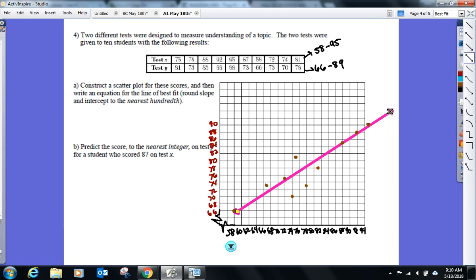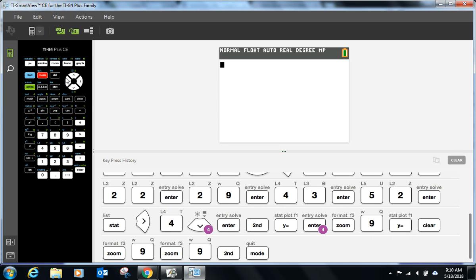Guess where these numbers are going to go right now so I can get this equation into your list. So go ahead, go to list 1, list 2.